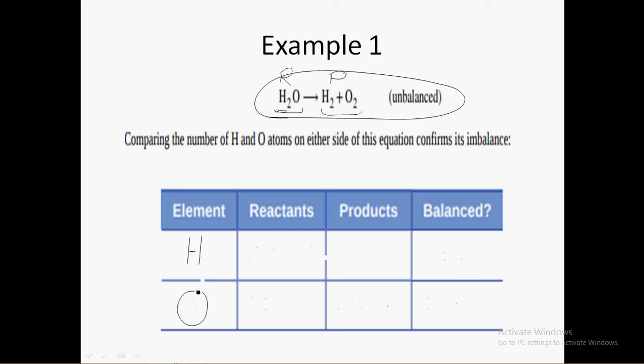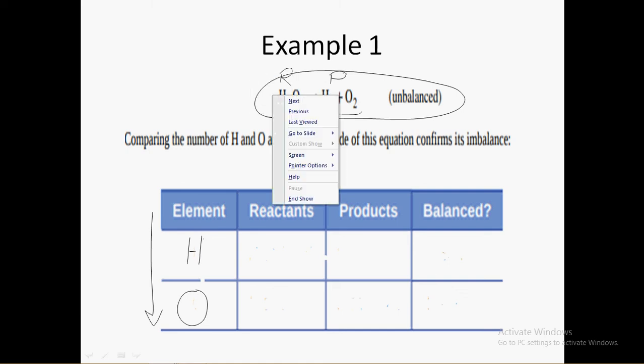Can you see any other element in here? No. Hydrogen, oxygen, hydrogen, oxygen. No other element. So in the first column, you write how many elements are there by taking only one of each, hydrogen and oxygen.